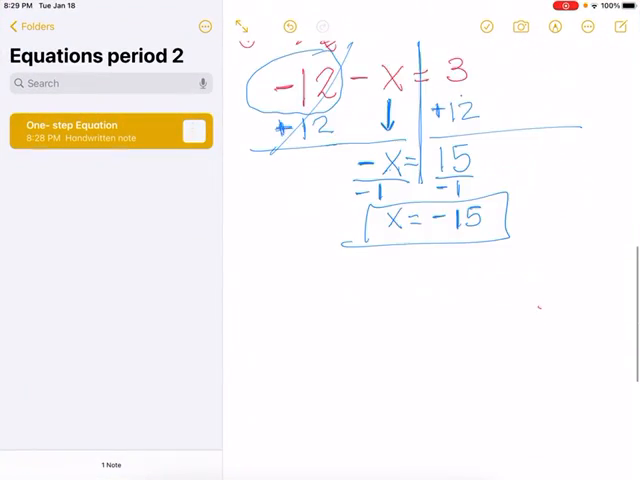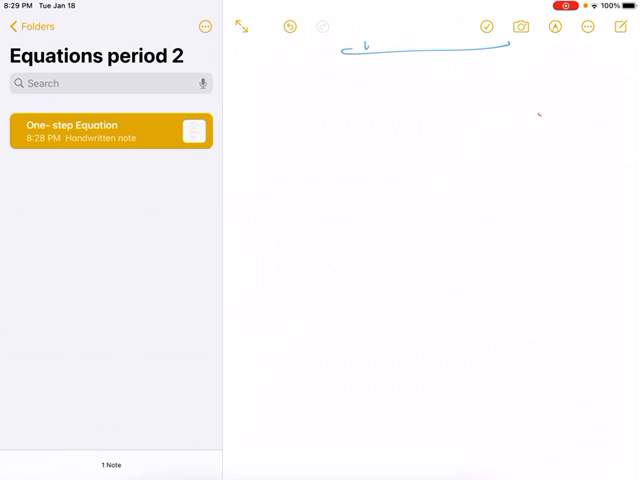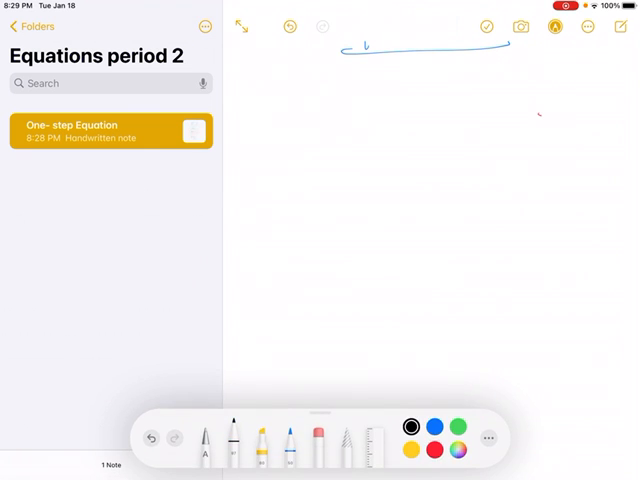Okay, I'm going to continue now. And today we are going to do two-step equations.